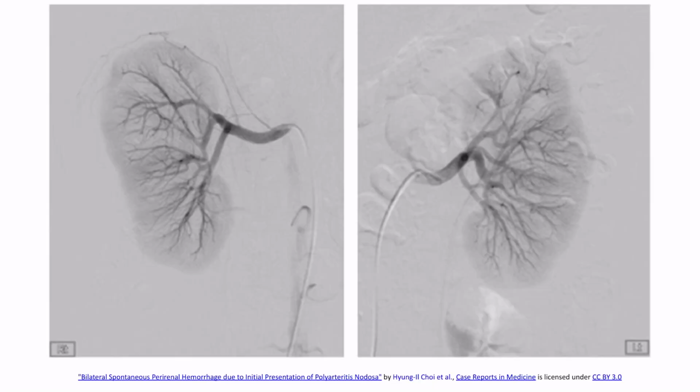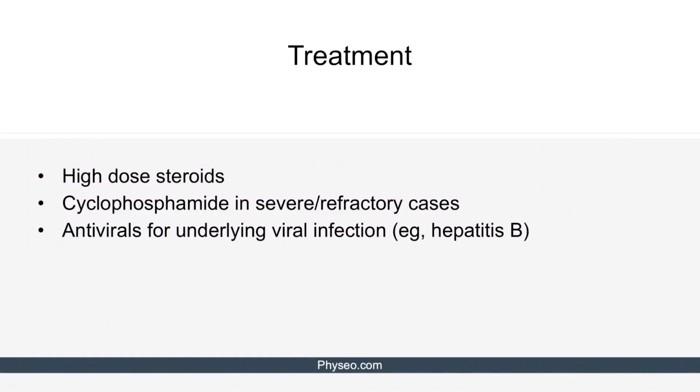So here we can see an image of the kidneys. And this is a patient with polyarteritis nodosa. And notice the formation of microaneurysms, obviously here within the renal vasculature. And once again, renal involvement is very common in polyarteritis nodosa. So let's talk about the treatment of this condition. So it usually begins with high-dose steroids in order to reduce inflammation. And cyclophosphamide is often added if it's a severe case or if it's refractory to those steroids. Now take note that antivirals are indicated if an underlying viral infection, such as hepatitis B, is also present.